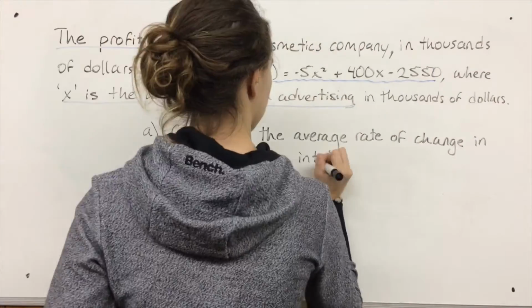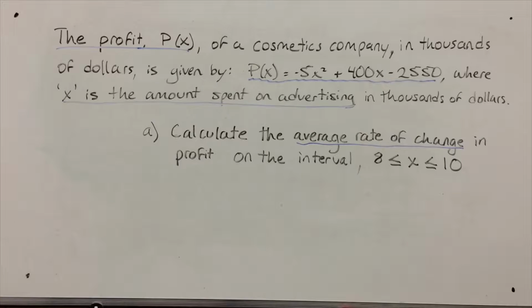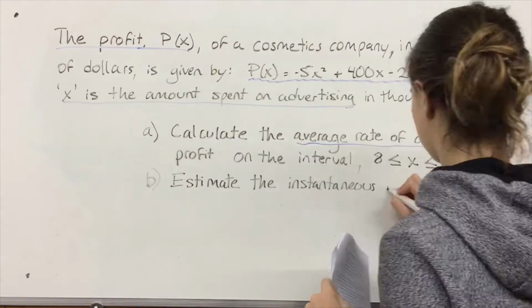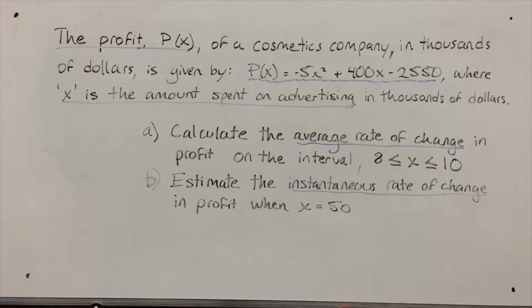A. Calculate the average rate of change in profit on the interval 8 < x < 10. So for this part of the question, it is asking for the AROC in profit between spending $8,000 and $10,000 on advertising. B. Estimate the instantaneous rate of change in profit when x = 50. So in this part of the question, it's asking for the IROC in profit when $50,000 is spent on advertising.